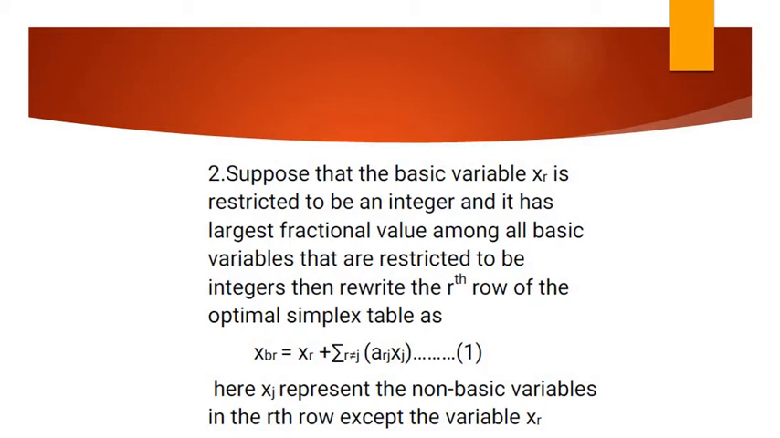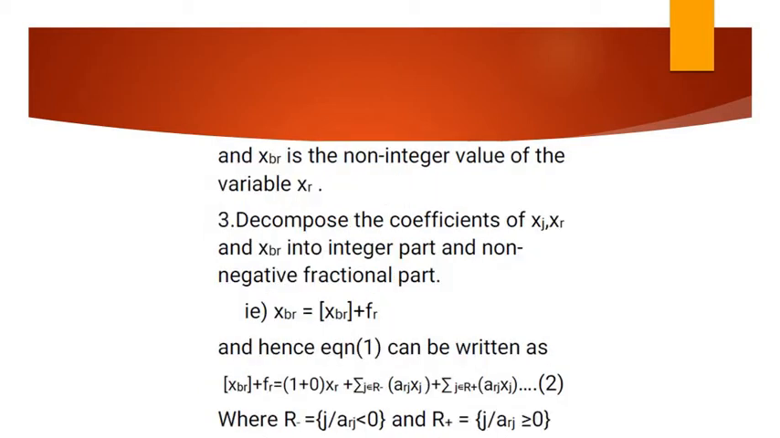Here xj represent the non-basic variables in the r-th row except the variable xr, and xbr is the non-integer value of the variable xr. Then we have to decompose the coefficients of xj, xr and xbr into integer part and non-negative fractional part. So therefore I am writing xbr as the integral part of xbr plus fr. Here fr represents the fractional value and this bracket xbr represents the integer part of xbr.